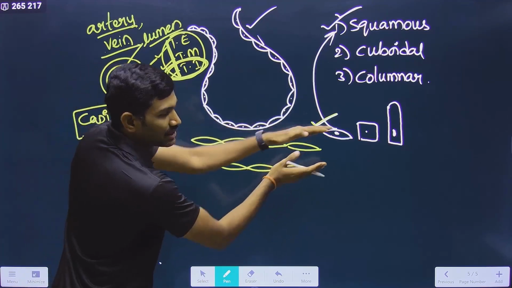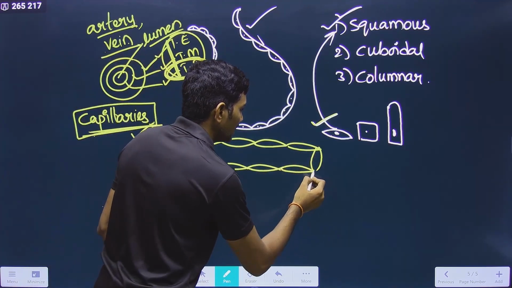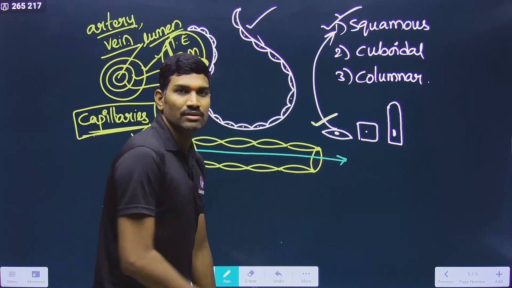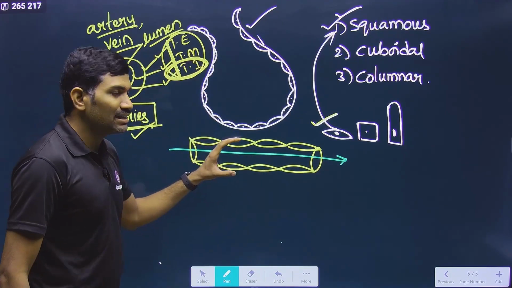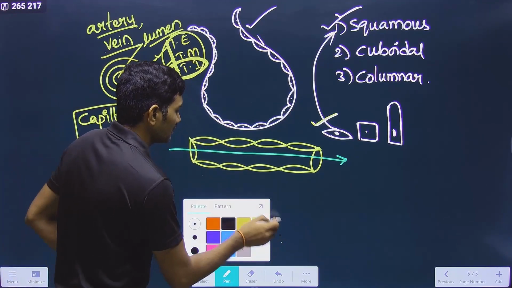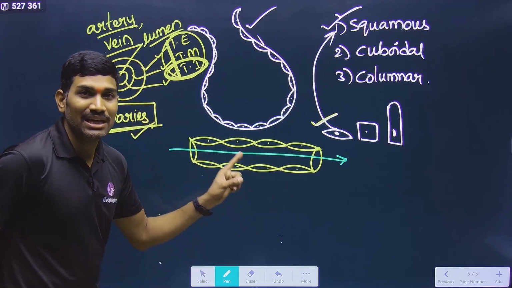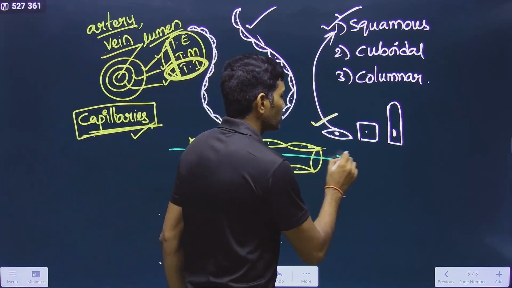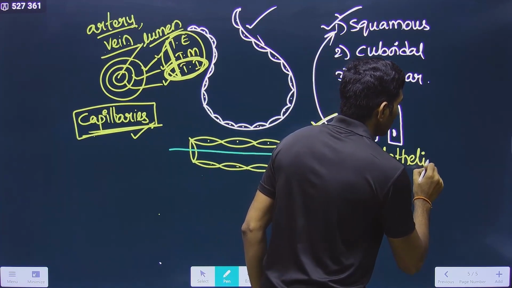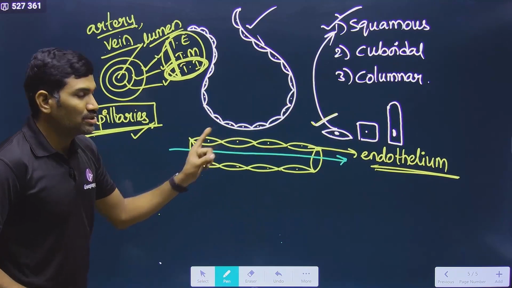So this is the capillary. This is the capillary wall. Please observe carefully here. Now the blood is flowing in this particular one. Understood or not? Now these are bringing the deoxygenated blood. Now here what is present? Here also it is simple squamous epithelium. Simple squamous epithelium of the blood vessel is called endothelium. Please remember this. This is also simple squamous epithelium.